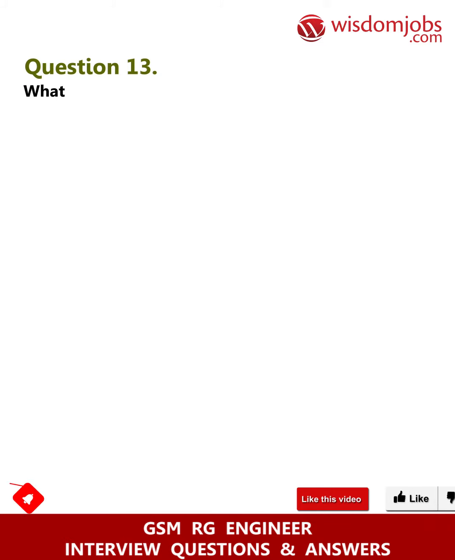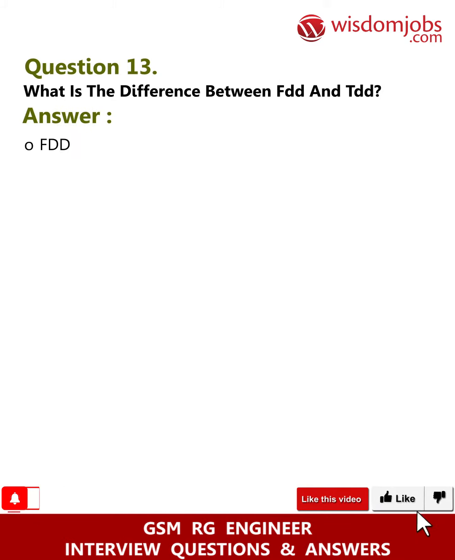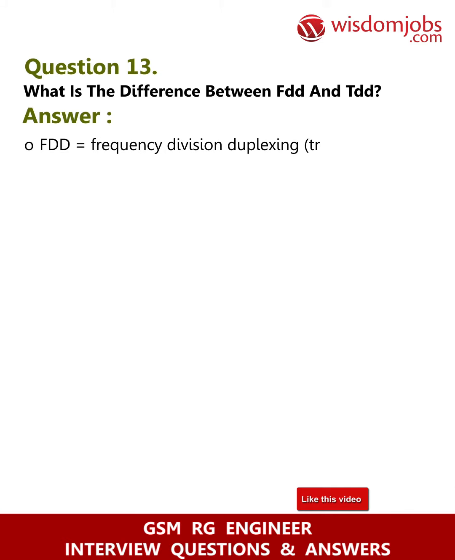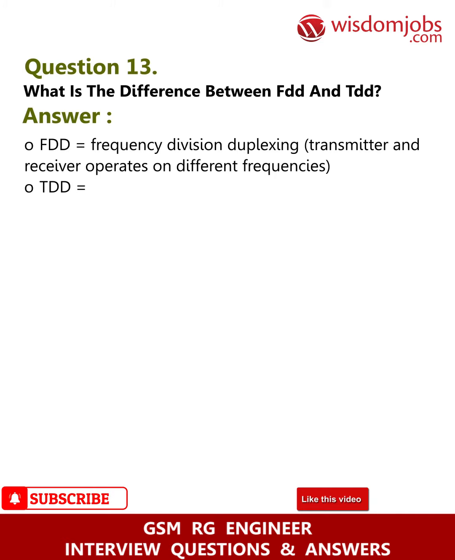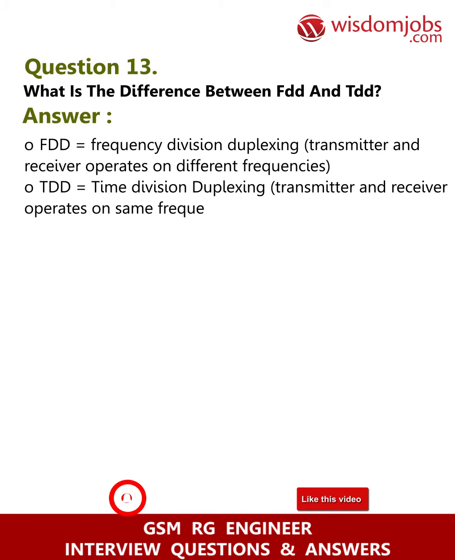Question 13. What is the difference between FDD and TDD? Answer. FDD equals frequency division duplexing. Transmitter and receiver operate on different frequencies. TDD equals time division duplexing. Transmitter and receiver operate on the same frequency.